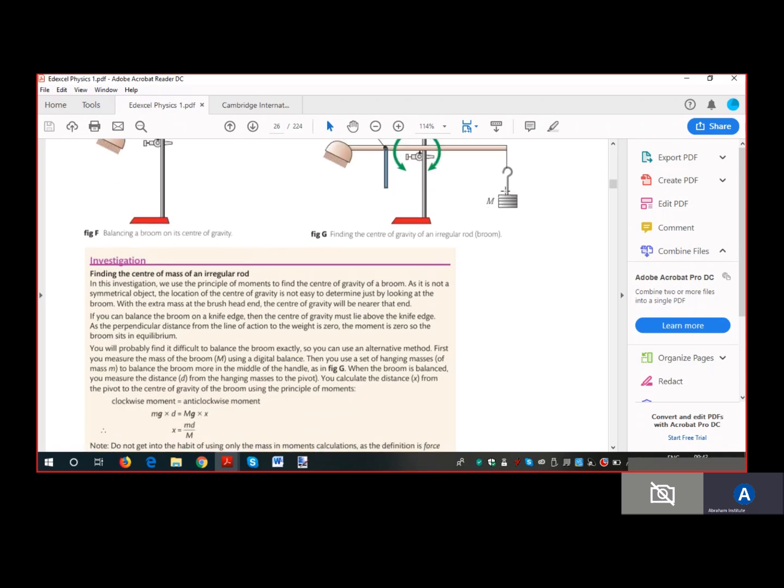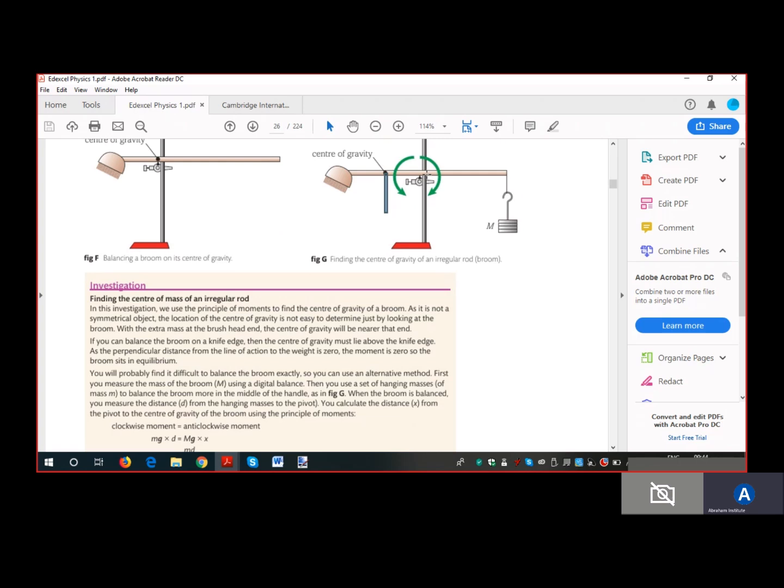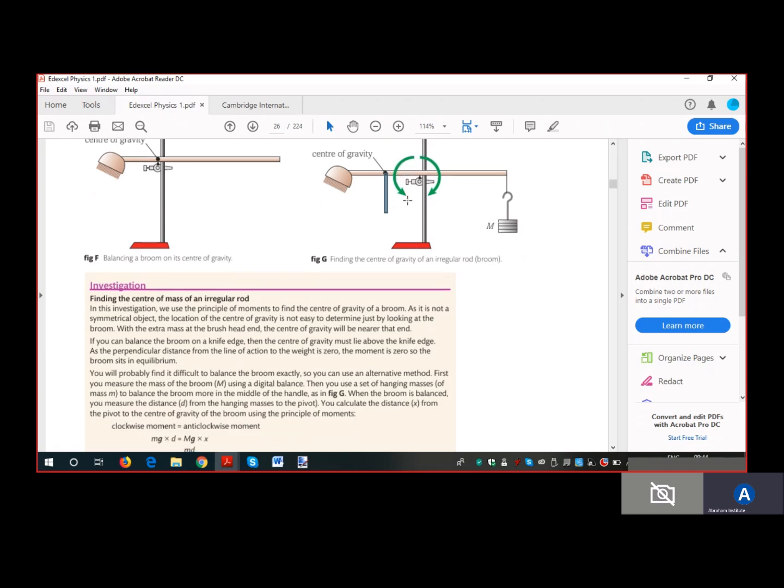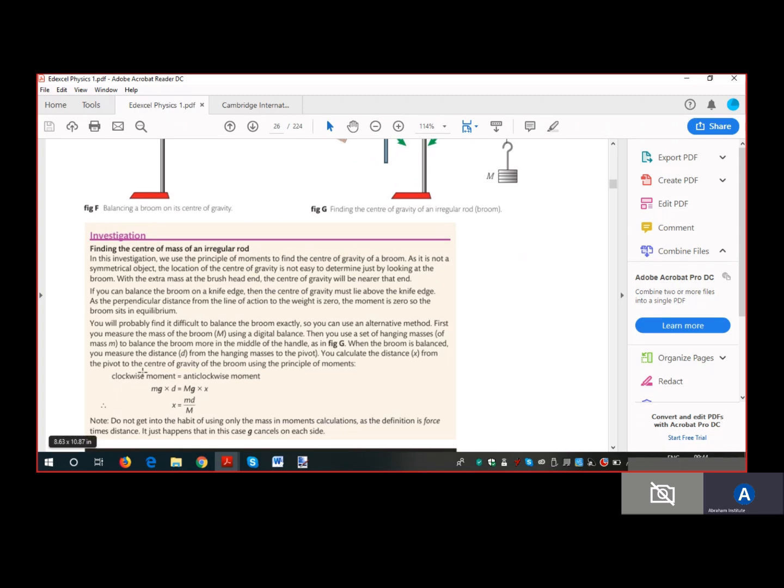We can use this method to find the weight of the broom, because we know this weight, we already know this, and we can measure the distances. From here to here we can measure the distance, from here to here we can measure the distance, and since we know this mass, we can find the weight. So this weight times this distance will give you the clockwise moment about this point. Then the weight of this broom times this perpendicular distance will give you the anti-clockwise moment about this point. So you set them equal because it is in equilibrium. That's what they have done here.